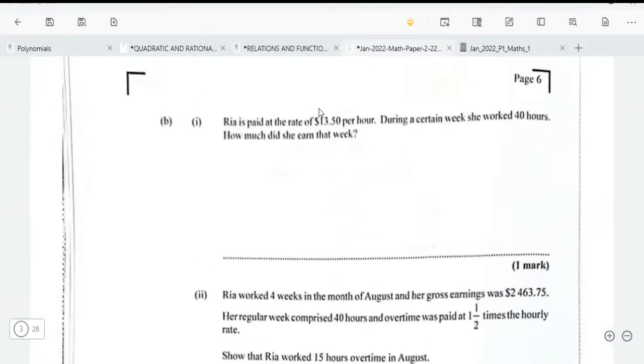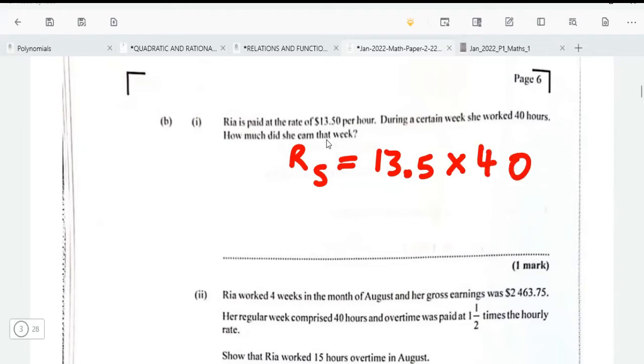Part B says, Ria is paid at a rate of $13.5 per hour. During a certain week, she worked 40 hours. How much did she earn that week? All right, so at the end of the day, Ria's salary, RS meaning Ria's salary, is equal to the amount of hours she worked multiplied by the pay per hour. So it's going to be the hourly rate, which is 13.5, multiplied by how many hours she worked, which is 40.